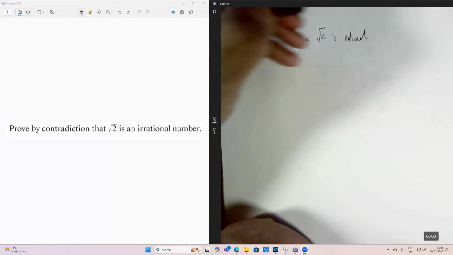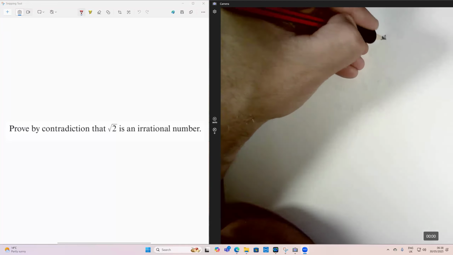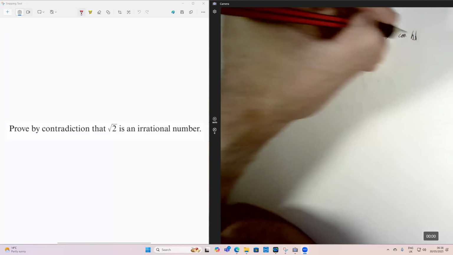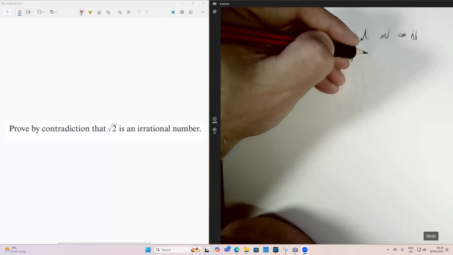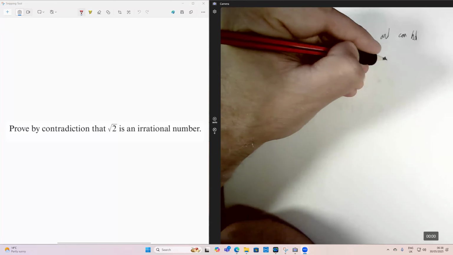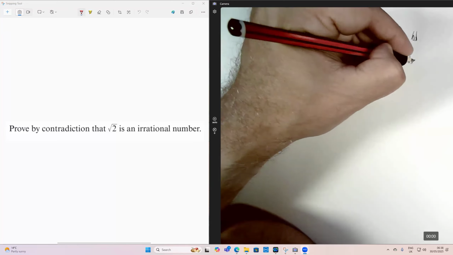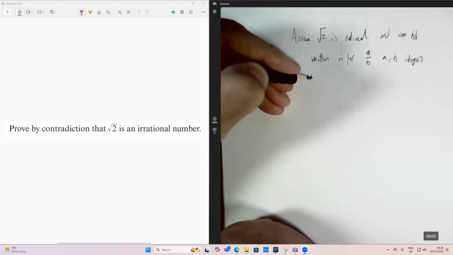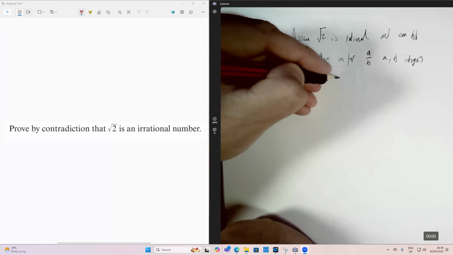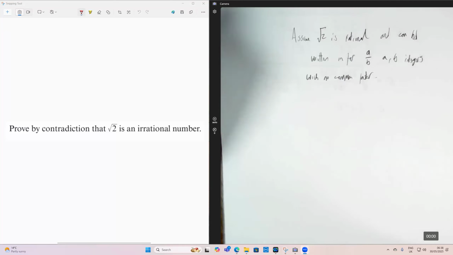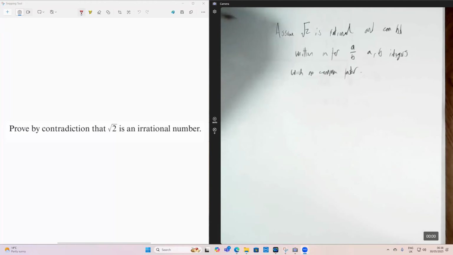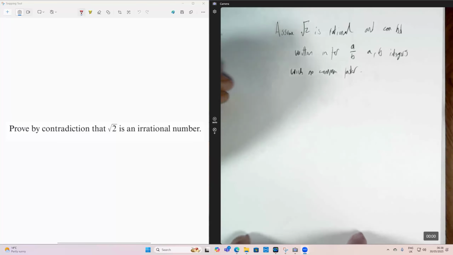We mean that it can be written in the form a over b, where a and b are integers with no common factor. That's super important. Apologies for my horrendous handwriting there. So we're going to assume that √2 is a rational number and that it can be written in the form a over b, where a and b are integers with no common factor.